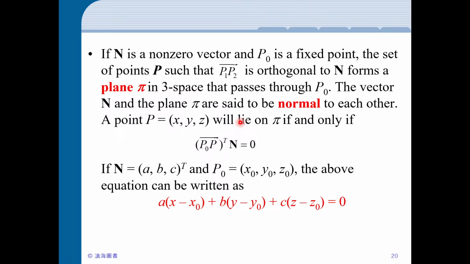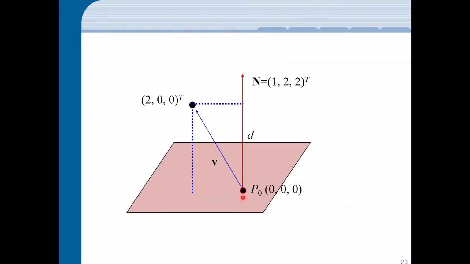Now with this bit of notation, we want to say what a plane in 3-space is. Let's say we have a vector and a point, then we can define a plane as everything that goes through this point and is orthogonal to that vector. In this example, we have a point and some vector, and the plane is everything orthogonal to this vector that passes through this point.